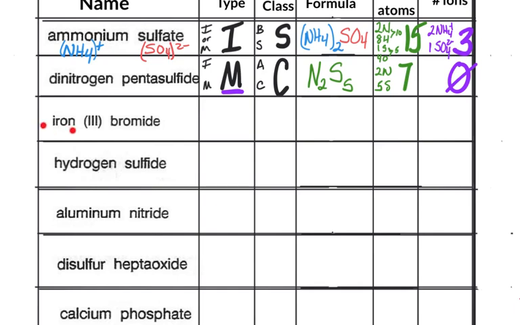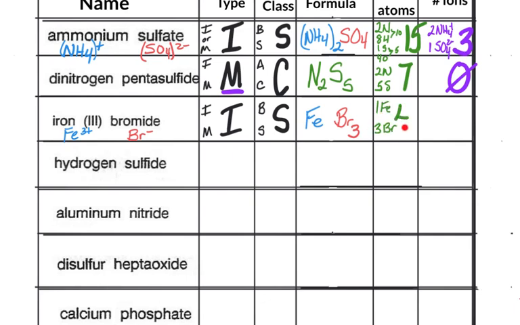Okay, we have iron(III) bromide. Iron is a metal. That tells us that this is an ionic compound, so we will have ions present. The classification is a salt because there's no hydroxide here. The formula will have Fe with a 3+ and Br with 1-. That means our formula will be FeBr3. The number of atoms is 1 Fe plus 3 Br, a total of 4 atoms. And our total number of ions is also 4 because we have 1 iron and 3 bromide ions.